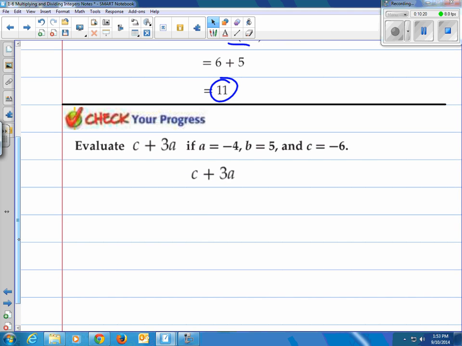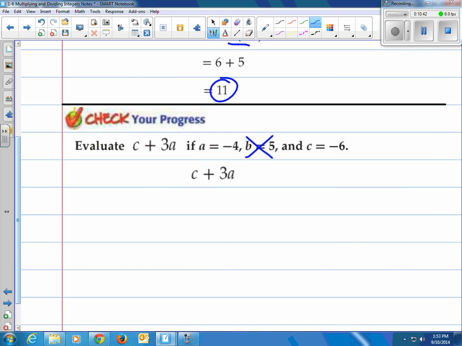Go ahead and try this one. It's our final one for the day. Evaluate C plus 3A if A is negative 4, B is 5, and C is negative 6. Now I notice we don't need B. There was a couple problems here. I'm only giving you one of them. The other problems had B in it. So here we are. We have C plus 3A.